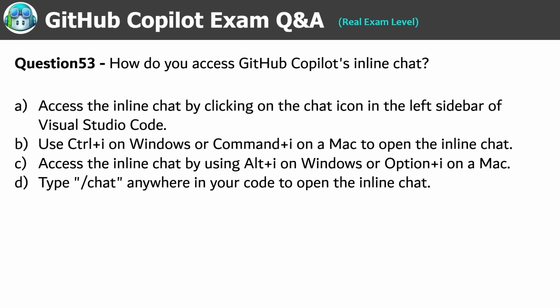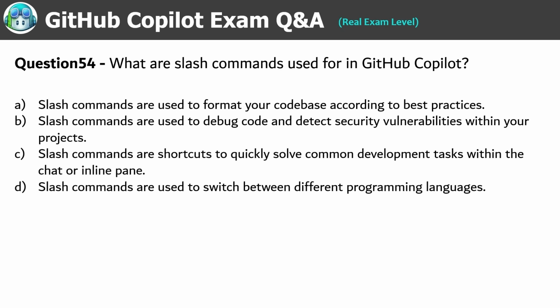Question 53: how do you access GitHub Copilot's inline chat? And the answer is B. Use Control I on Windows or Command I on a Mac to open the inline chat. Question 54: what are slash commands used for in GitHub Copilot? The answer is C. Slash commands are shortcuts to quickly solve common development tasks within the chat or inline pane.